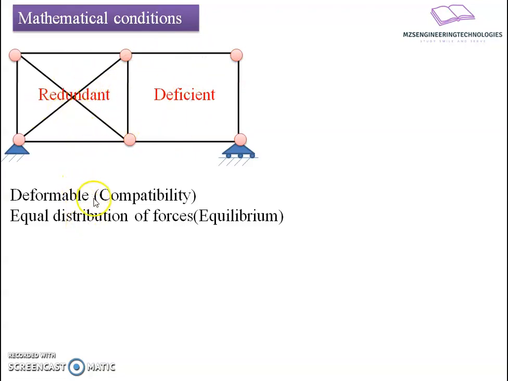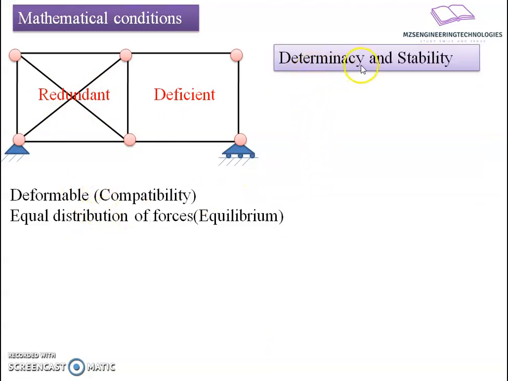There are two types of deficiency that arise, which we call determinacy and stability. Okay, so we'll deal with this part related to determinacy and stability in upcoming lectures.